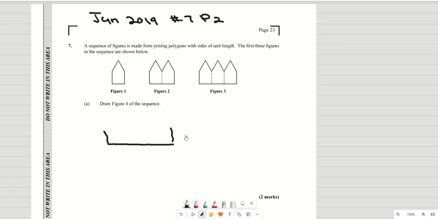My red is to just show the dotted lines. It's supposed to have 1, 2, and 3. Oh no, it does not have a line going across like that. Then it has the houses, the little peaks. And this would be figure 4. So you have 4 house-shaped figures, and you're supposed to have 3 dotted lines. And that's how it's supposed to look.